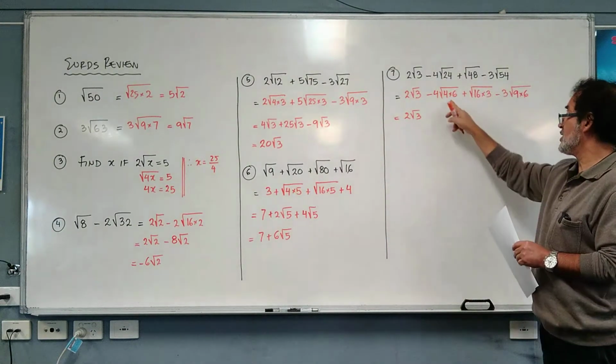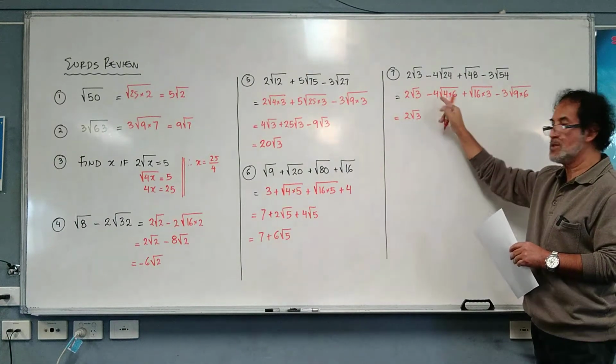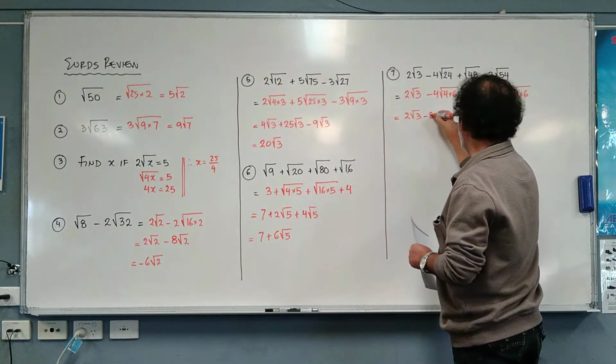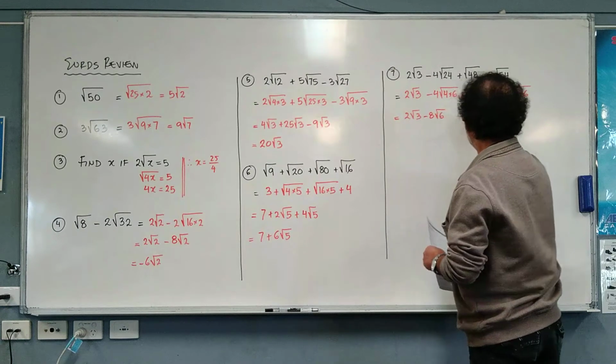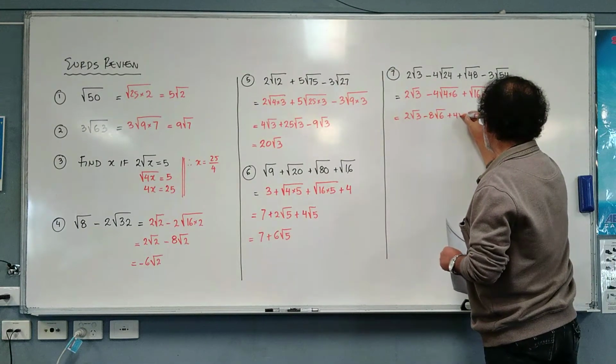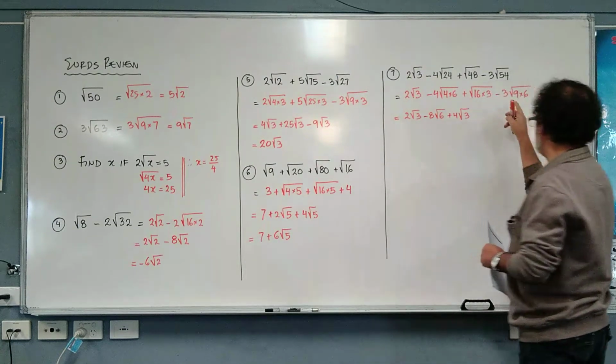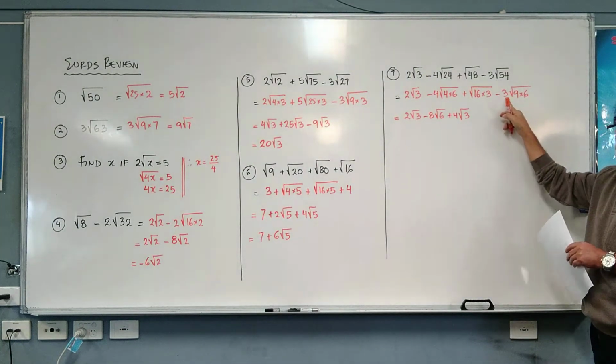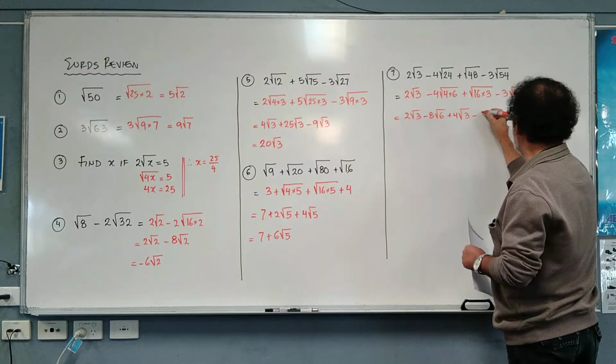All right, and then we're going to do, well, this is 2 times 4, which is 8. 8 is square root of 6. This is going to be just 4. 4 is square root of 3. And this is going to be 9 is square root of 6 minus.